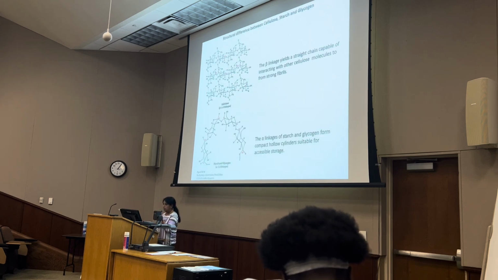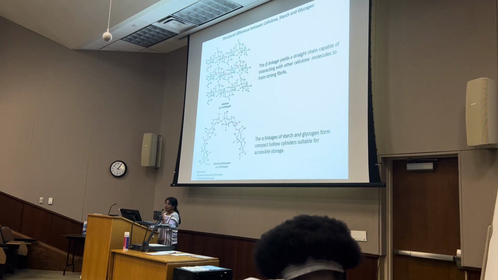This is a little bit of hand waving of why they think cellulose is more structural versus starch or glycogen. If you look at the structure, starch and glycogen are more hollow in nature, so they're able to compact and include more glucose. And this is more stacked up. Cellulose is more stacked up, so it's for structural purposes.